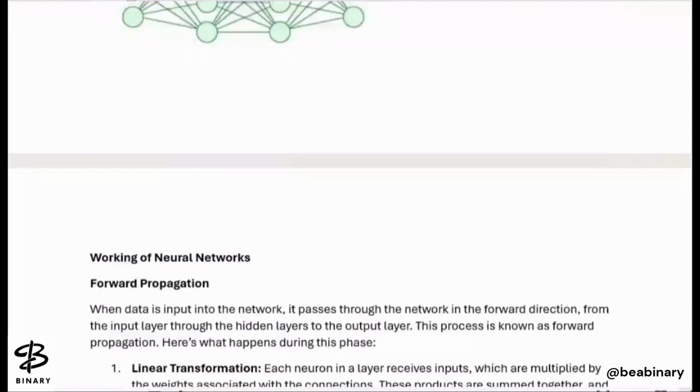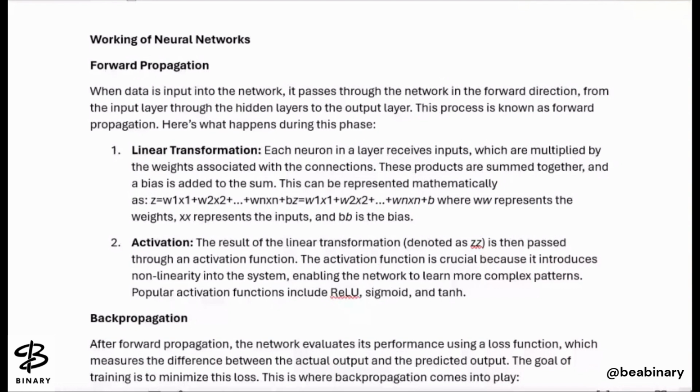Now, how do neural networks work? What is forward propagation, and what is backward propagation? When data is input into a network, it passes through the network in the forward direction. We have discussed many times in the second unit, and in the third or fourth unit also, the forward chaining and the backward chaining in the searching technique.